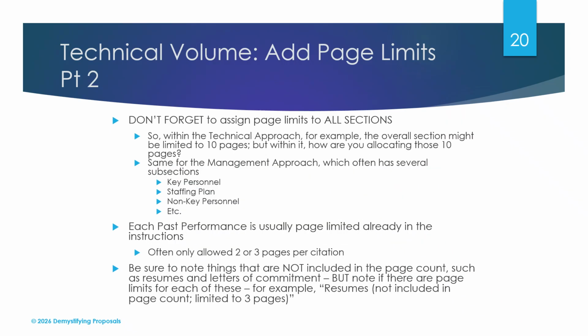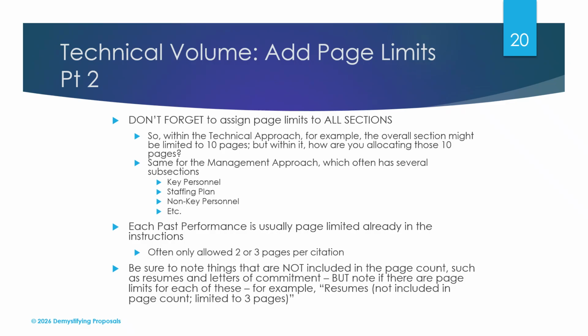Don't forget to assign page limits to all sections of your technical volume outline. So within the technical approach, for example, the overall section might be limited to 10 pages, but within it, how are you allocating those 10 pages? Note, we talked about this to some extent on the previous slide. It's very important to allocate those 10 pages across all of the subsections of the technical approach. Same for the management approach, which often has several subsections like key personnel, staffing plan, non-key personnel, etc.